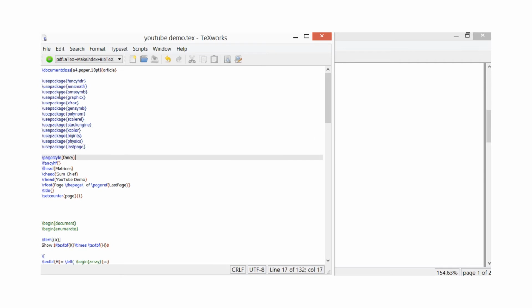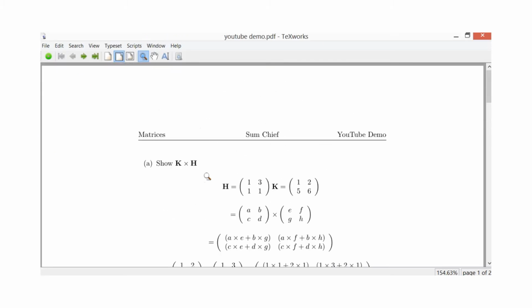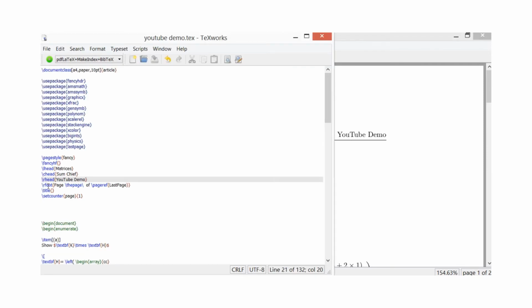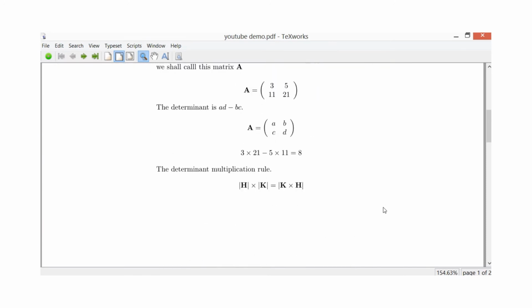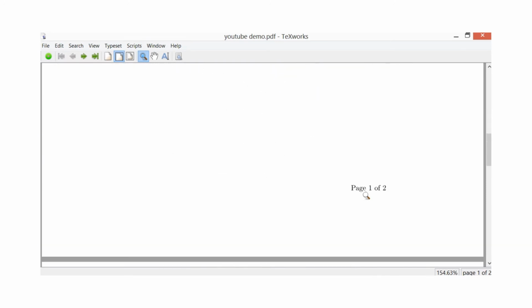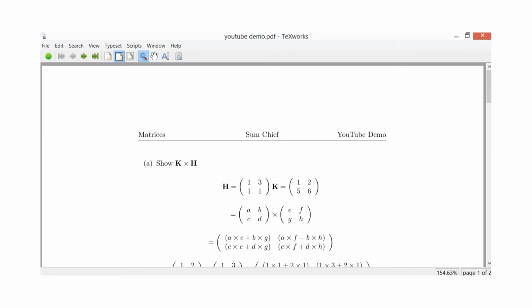And then I've set up my page. So I've called it Matrices, Sumchief, and YouTube demo. So you can see those here. They're up there. That's how you get those in the header. Then in the footer, I'll put page numbers. This is the way to work out the footer. So that's the calculation right in there in the TeXworks, and that gives me page 1 of 2. I've got 2 pages in this particular document.